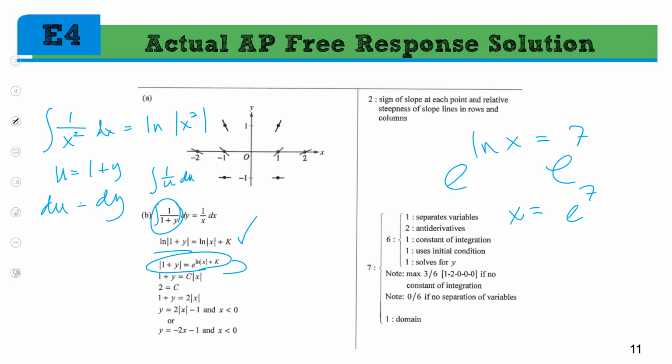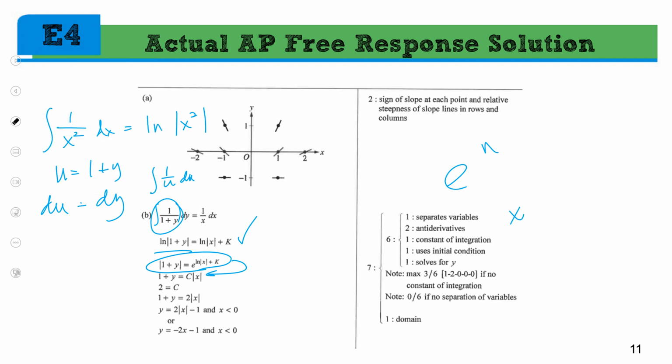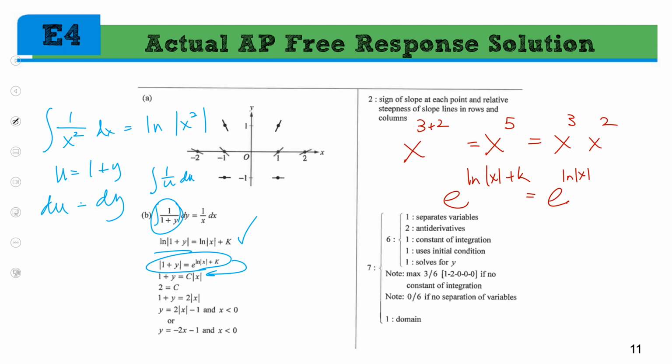This next step requires a little bit of explanation. Let me get rid of this mess. Do you agree? Yeah. Okay, so when you multiply the same base, it's the same thing as adding the exponents. So instead of this, I could write it as x to the 3 plus 2. And I'm going to make a point in a second. If I go down to this guy, this is e to the natural log of the absolute value of x plus k. That's the same thing as e to the natural log of the absolute value of x times e to the k. You with me?